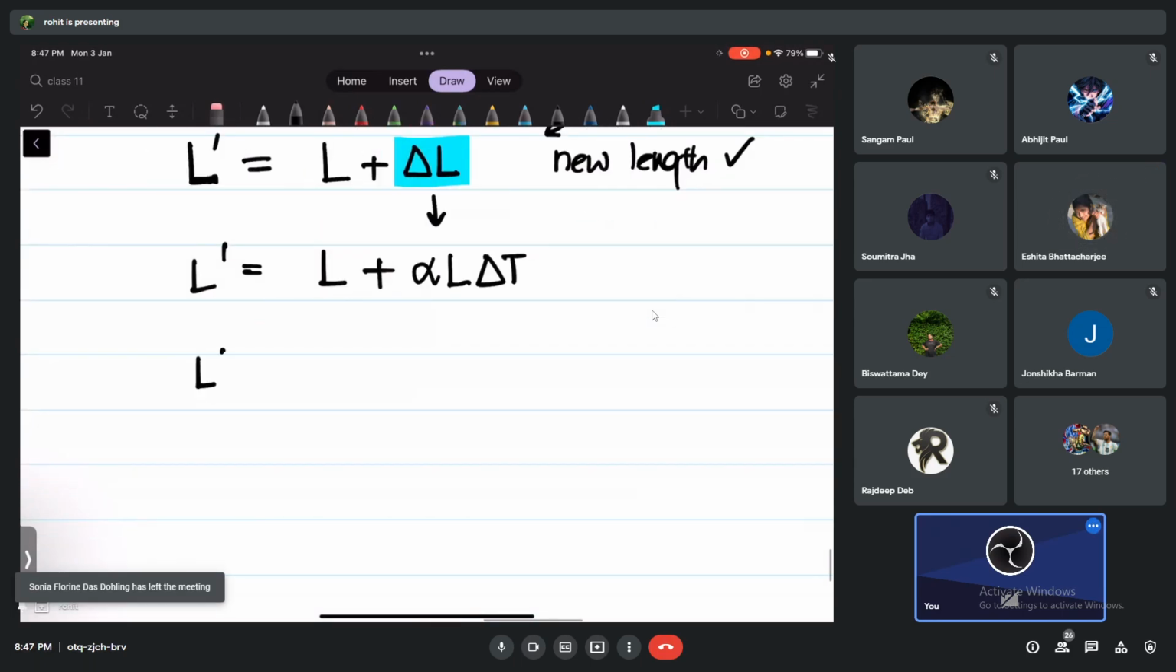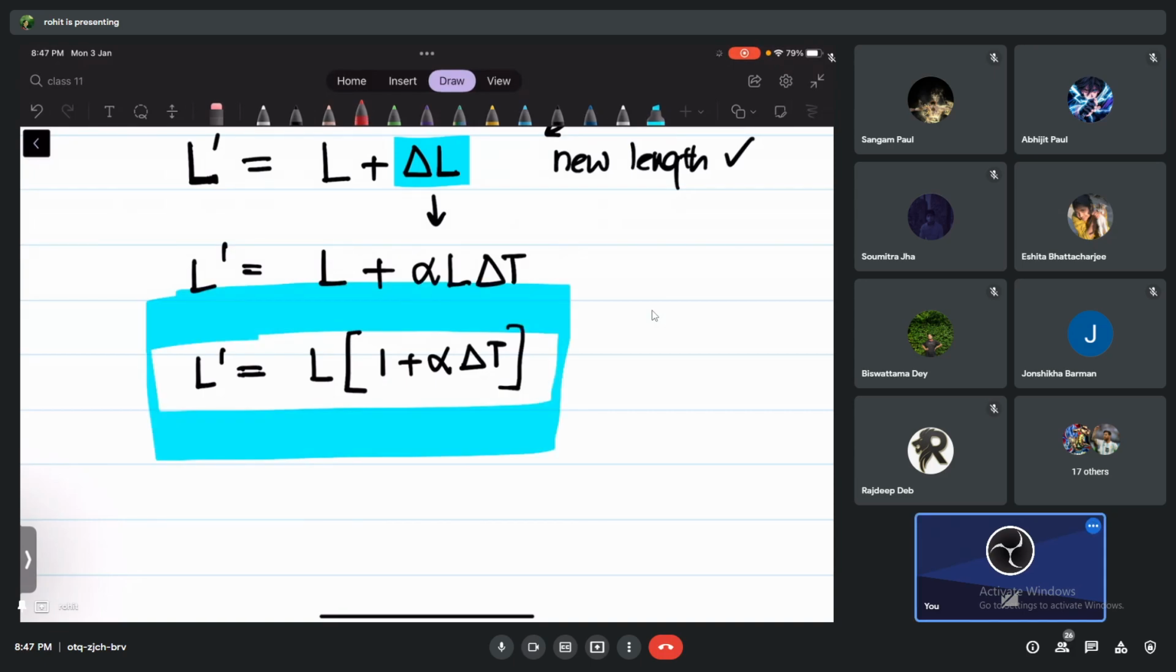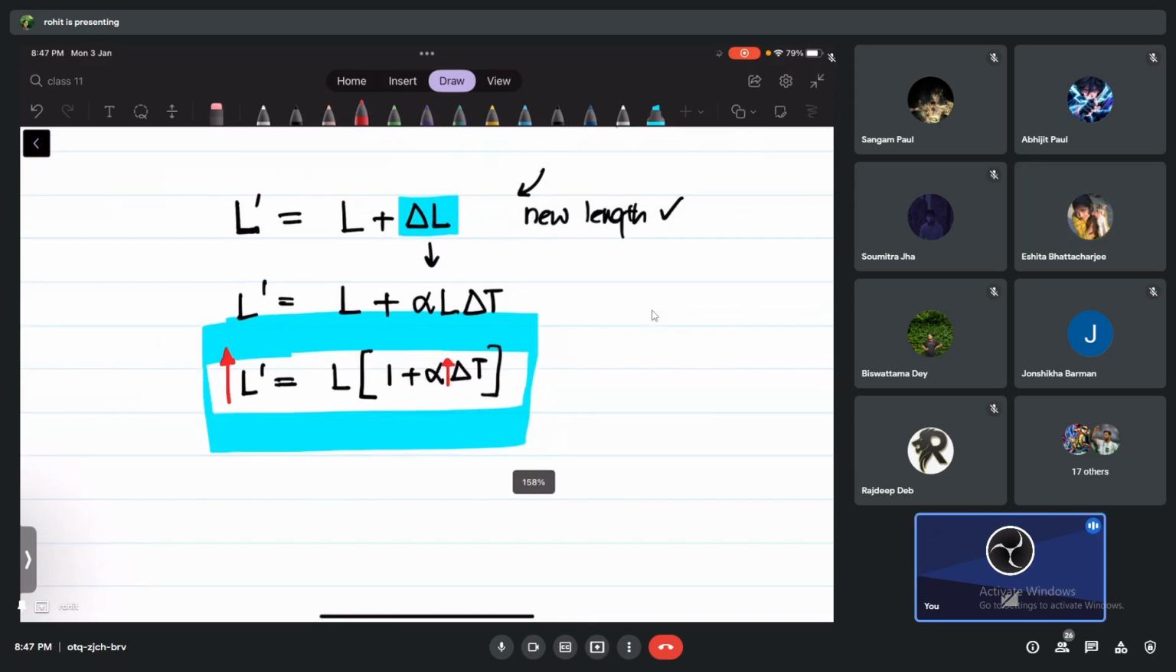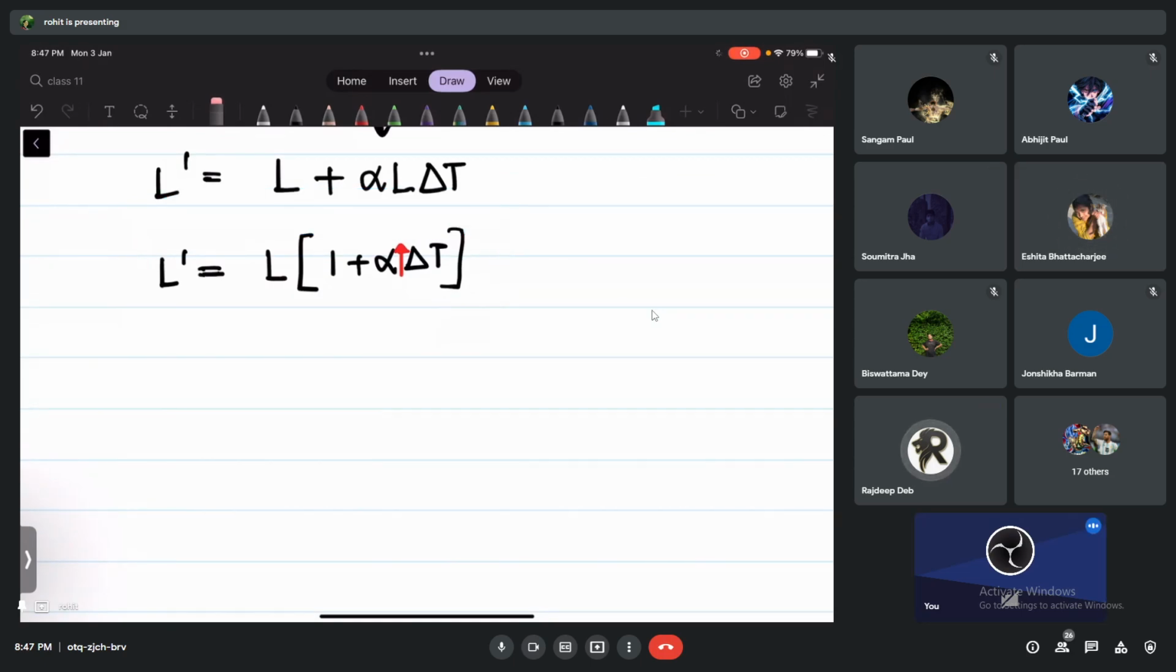So new length is equal to how much? Tell me what is common in both of the terms. L, right? So I write L times (1 plus alpha delta T). Are you clear with this formula, guys? The new expanded length after expansion will be very high if alpha is very high. I think you can understand that, and this all means that only. I think we are okay to proceed, right? Is it okay, guys? Yes, sir.